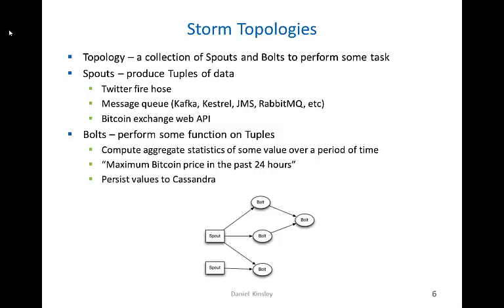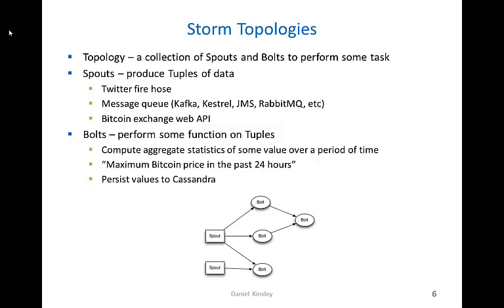So a Storm cluster can run any number of topologies. A topology processes streams of data that are produced by spouts. So a spout can be anything. This can be an API like the Twitter firehose, a message queue like Kafka, Kestrel, RabbitMQ. For my project, I made a spout that connects to the Bitcoin exchange web API and then emits tuples for every tick.